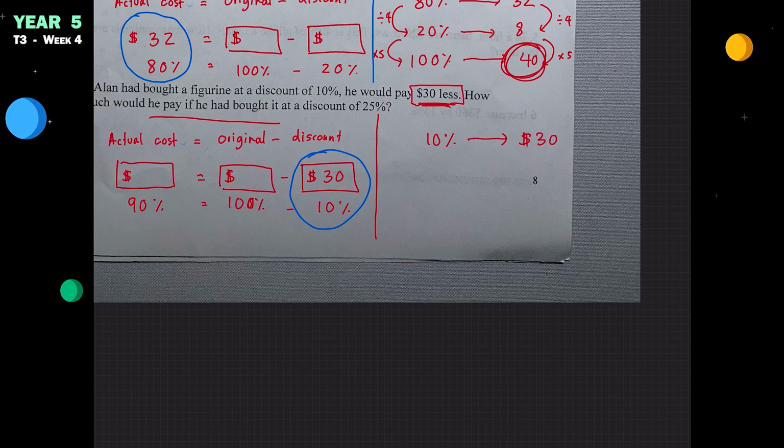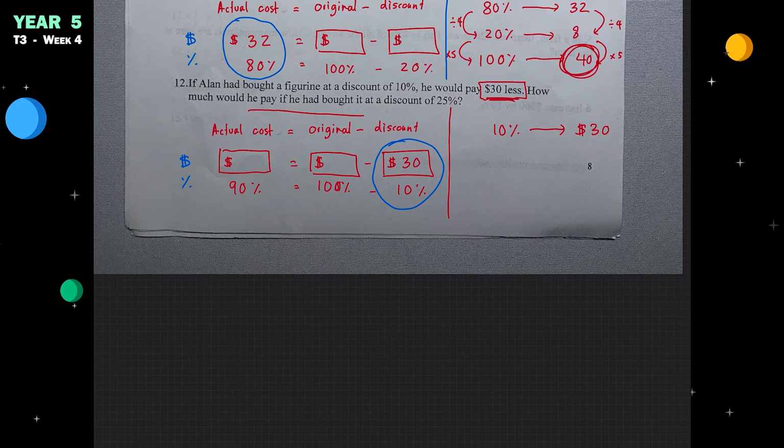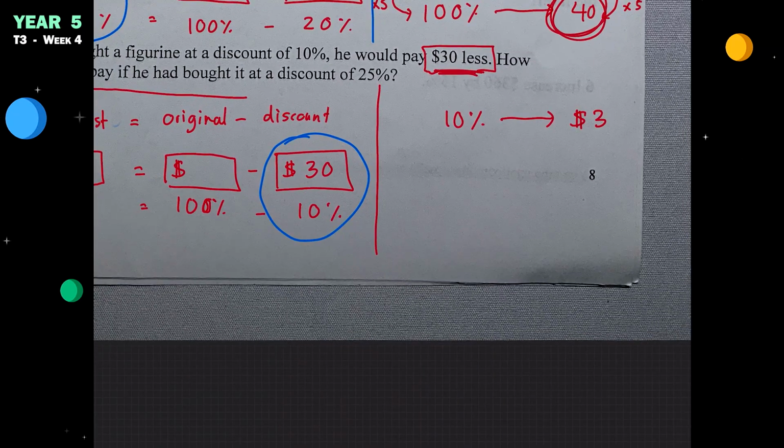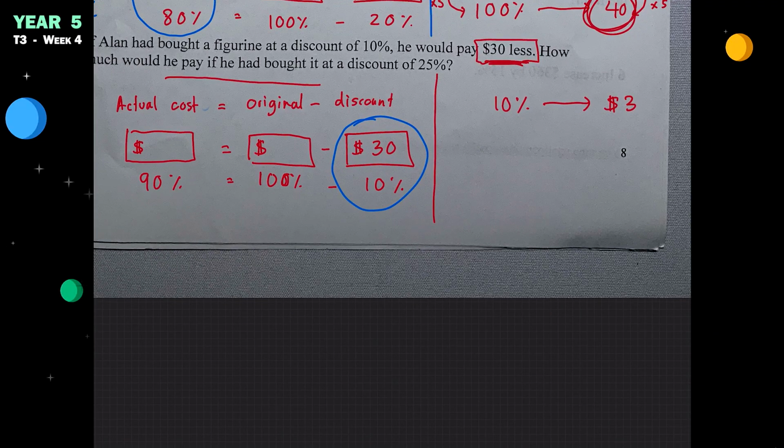Okay, $30. Now the question is, how much would he pay if he had bought it at a discount of 25%? So they want you to find how much he actually pays, the actual cost. The question is asking you to find the actual cost if there was a 25% discount. Well, let's figure out a couple of things. You can do this a fast way, but I'm not going to. Probably shouldn't show it to you yet because it might confuse you. It might be too complicated. So, alright, let's just do it step by step then.